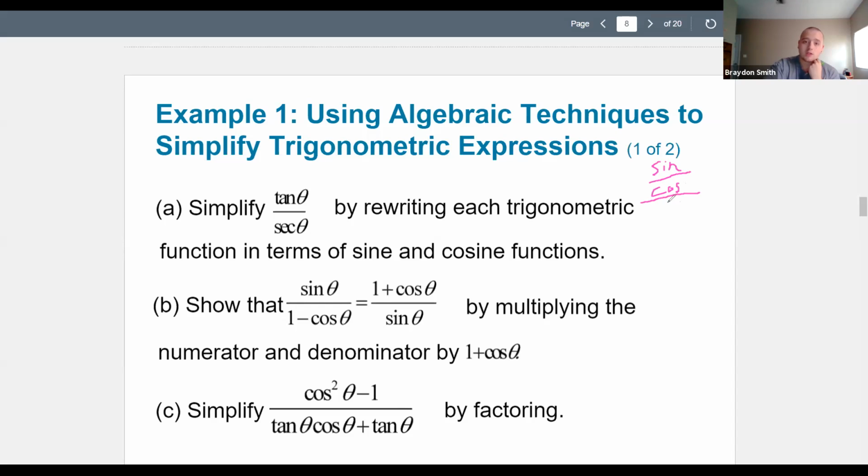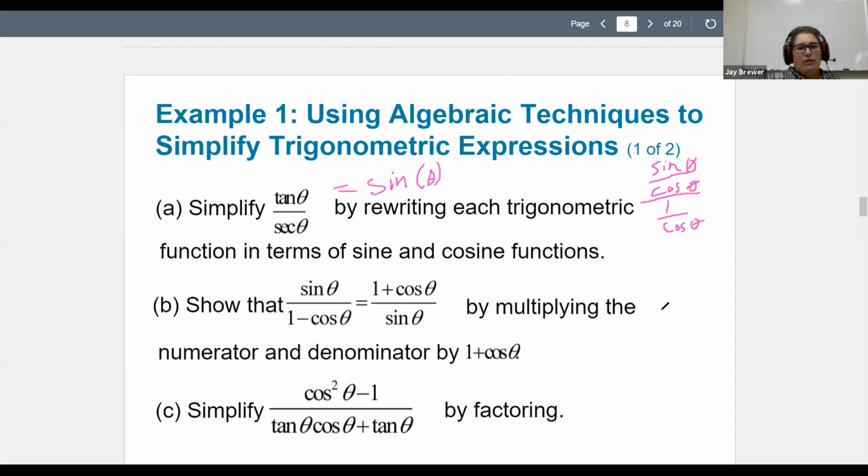Isn't secant just 1 over cosine? Okay. So then now what should you realize? What's going to happen? Cosine will cancel out. Right, the cosines cancel out, so you're just left with the solution of what? Just sine then. Yep, just sine theta.